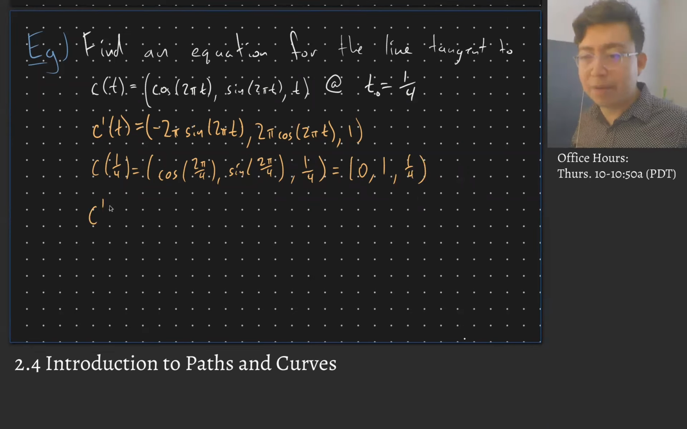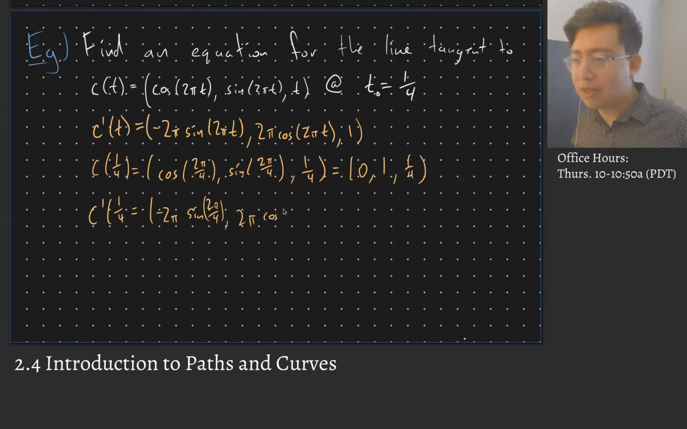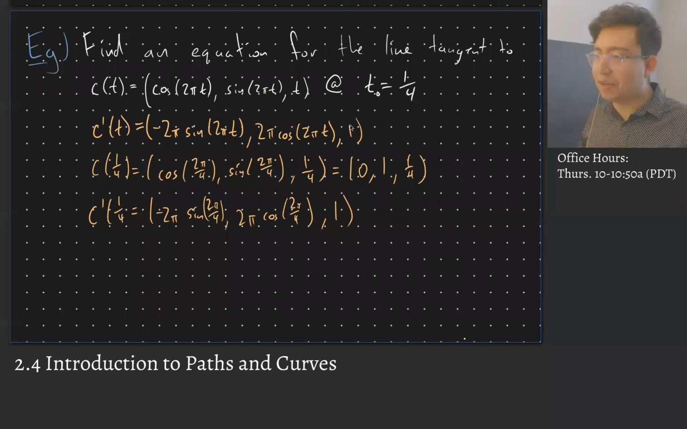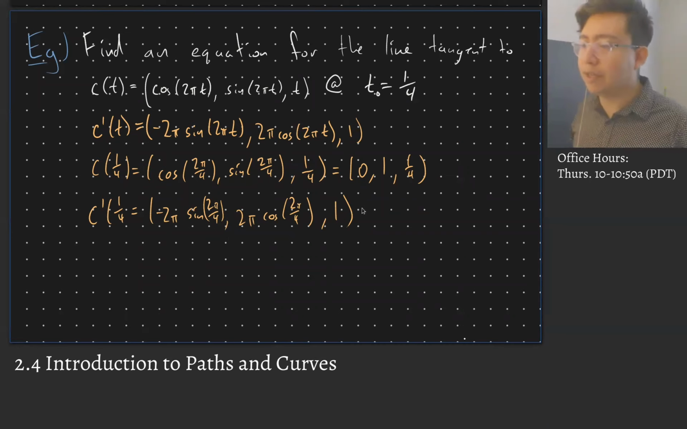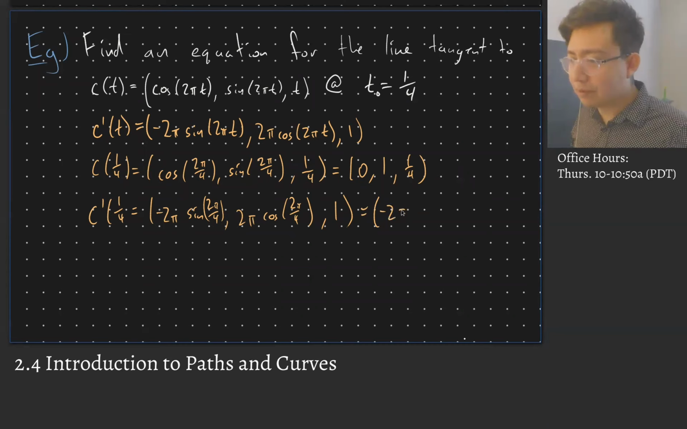Now we can do the c prime over here, c prime of 1/4. So we now have negative 2 pi sine of 2 pi over 4, 2 pi times cosine of 2 pi over 4, and just 1. This 1, remember, is coming from here. This z coordinate in the derivative doesn't depend on t at all, so we don't have to plug anything in there. Here we get negative 2 pi because sine of pi over 2 is just 1. Cosine of pi over 2 is 0, so we get 0 there and then 1.